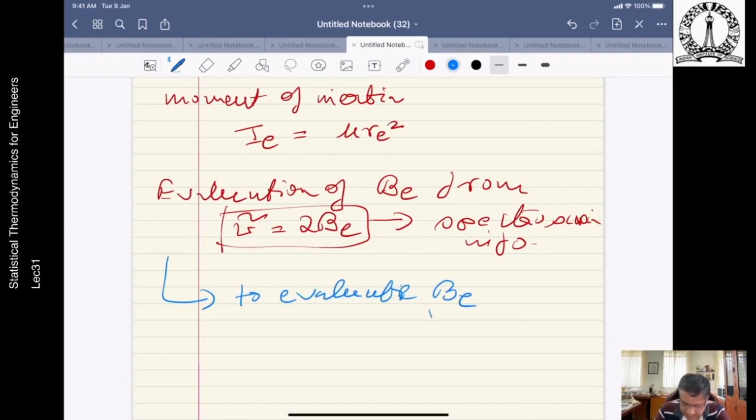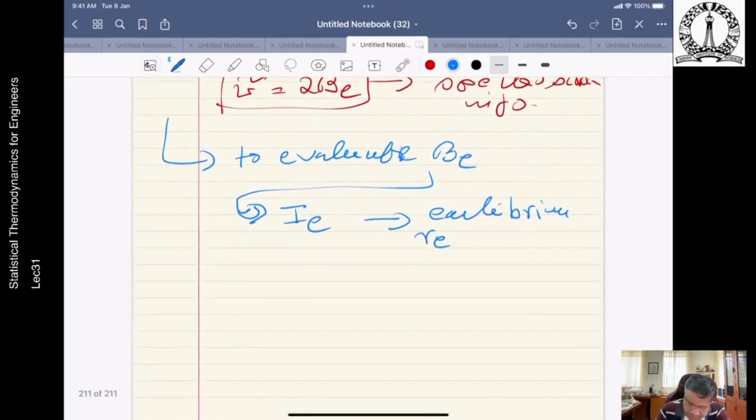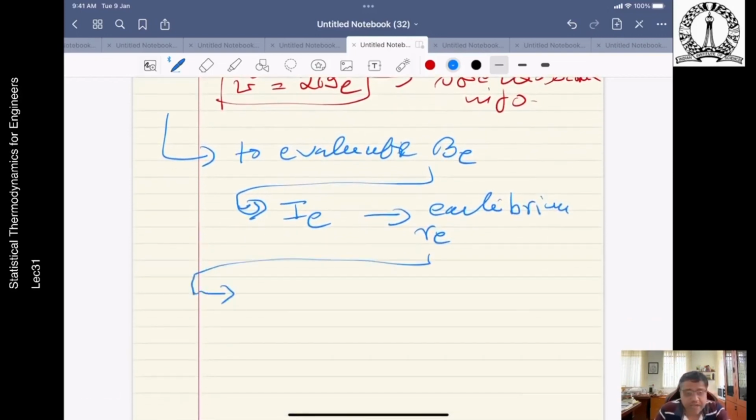BE, and from BE we can evaluate IE. And from IE we can find out the equilibrium internuclear distance RE, which further gives rise to the bond length for a given diatomic molecule.